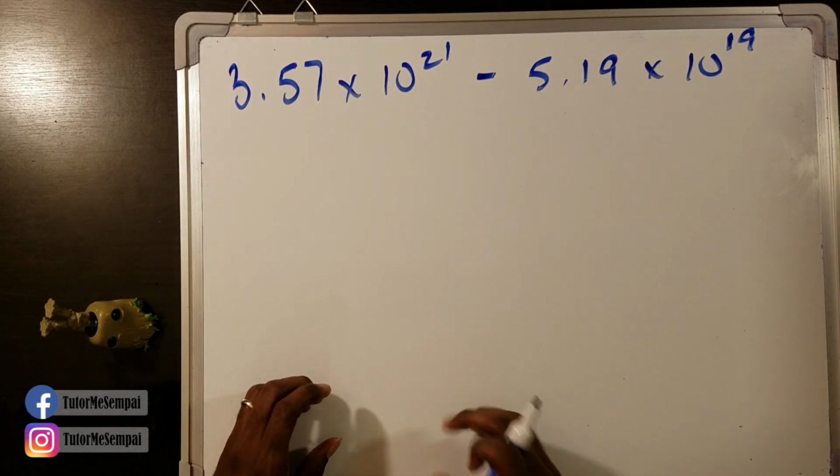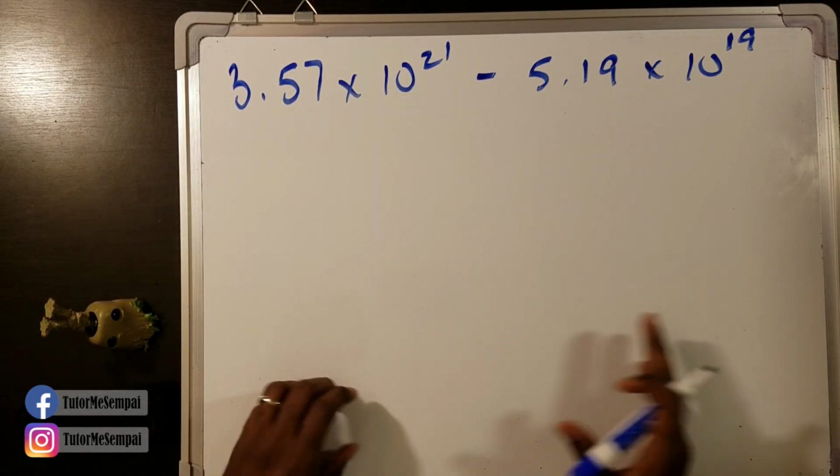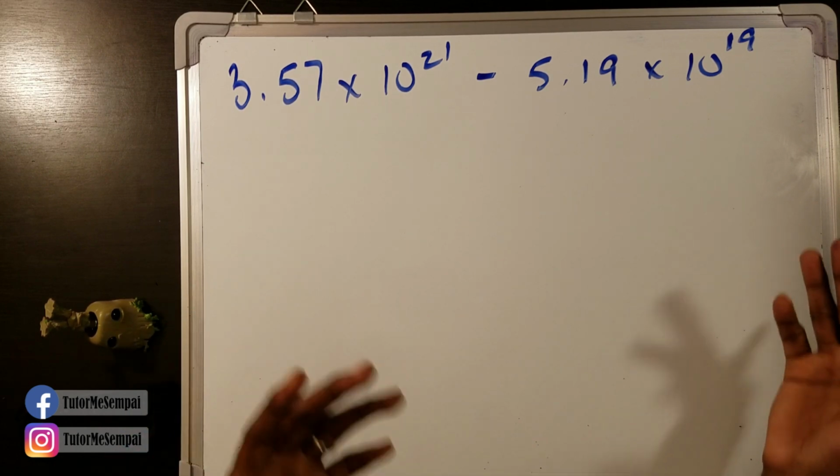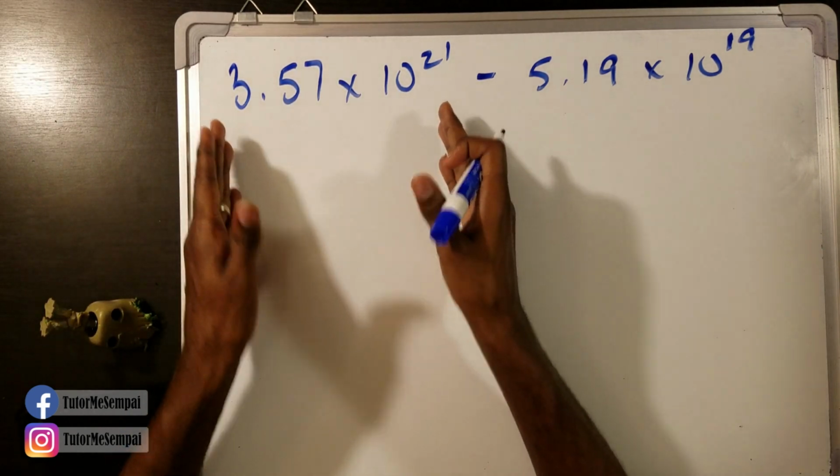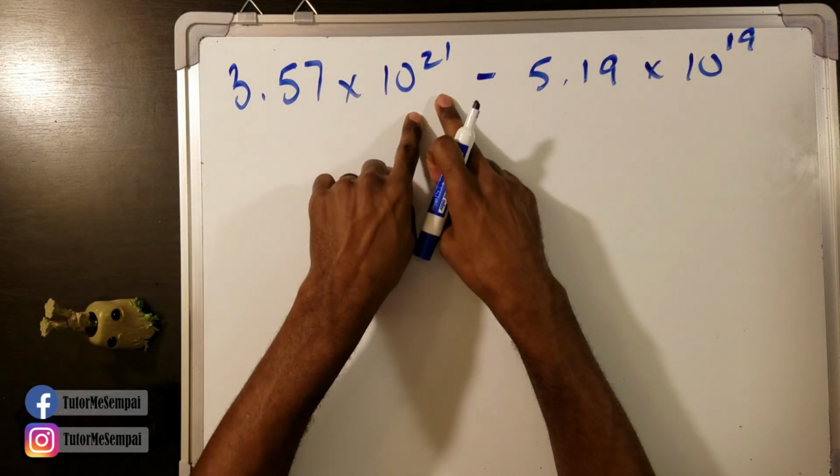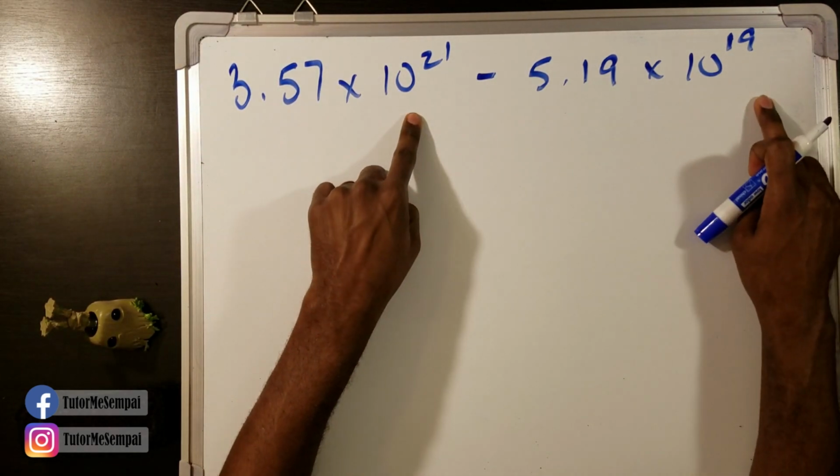I'm going to work on this side. Once again, this is a personal preference. It doesn't really matter. You can do either side. Just make sure you do it correctly. I'm going to do this side. And my goal is to make that 21 exponent convert to a 19.